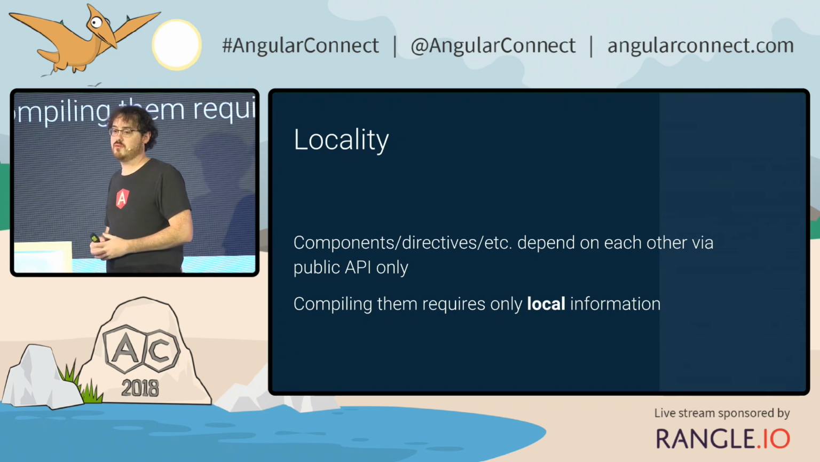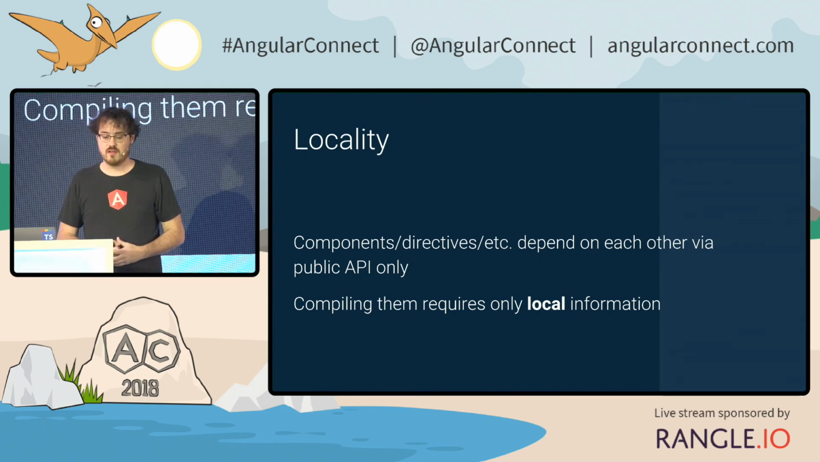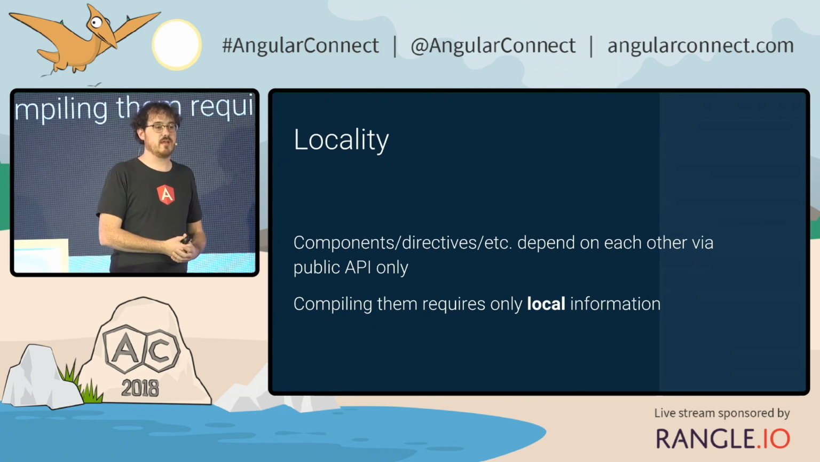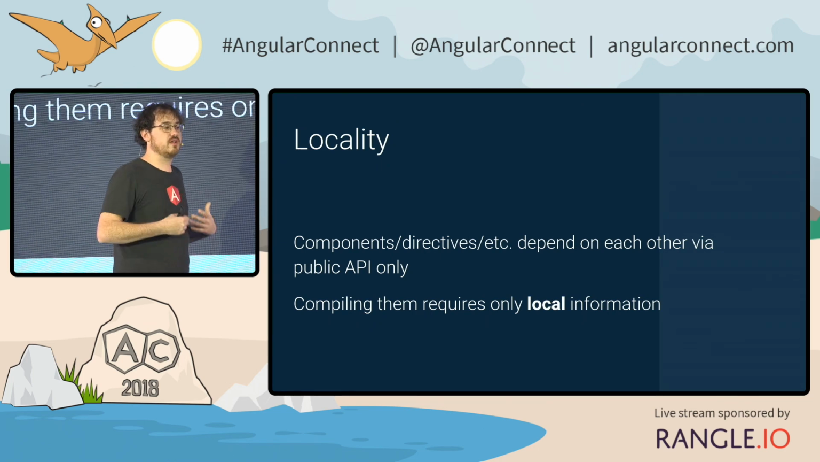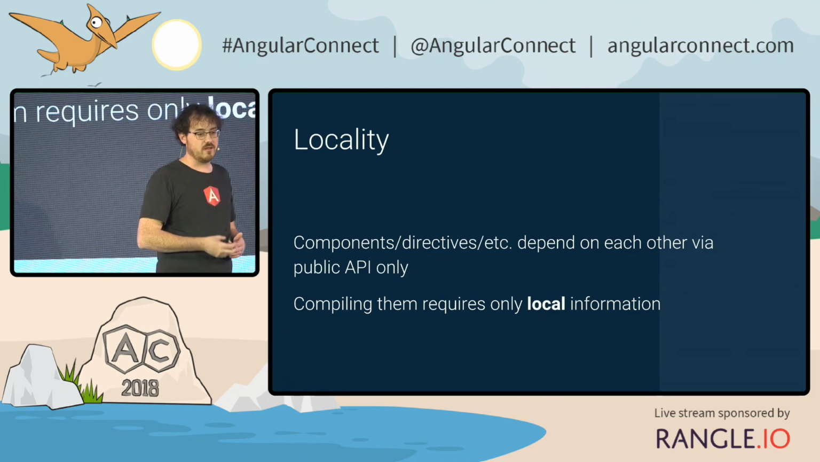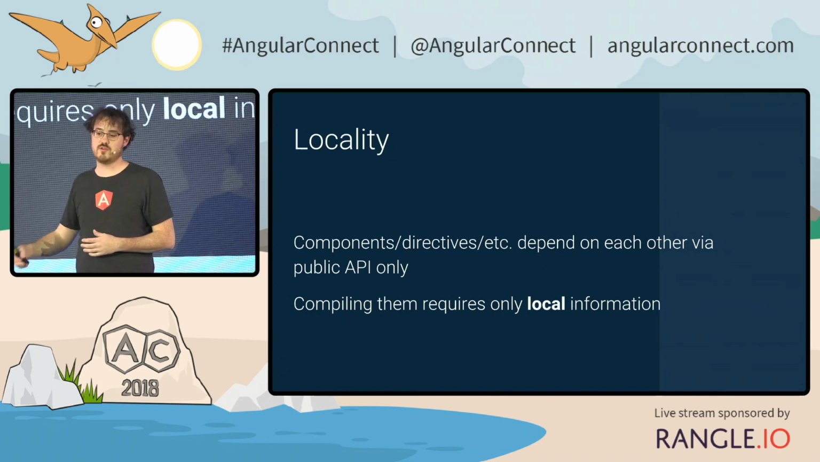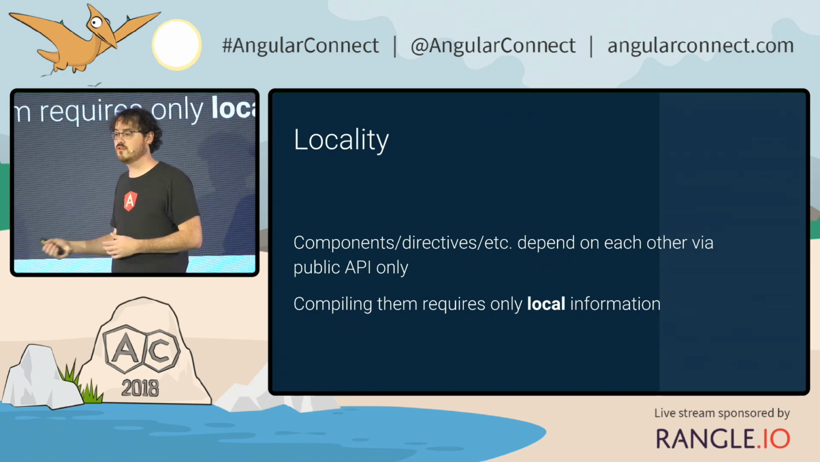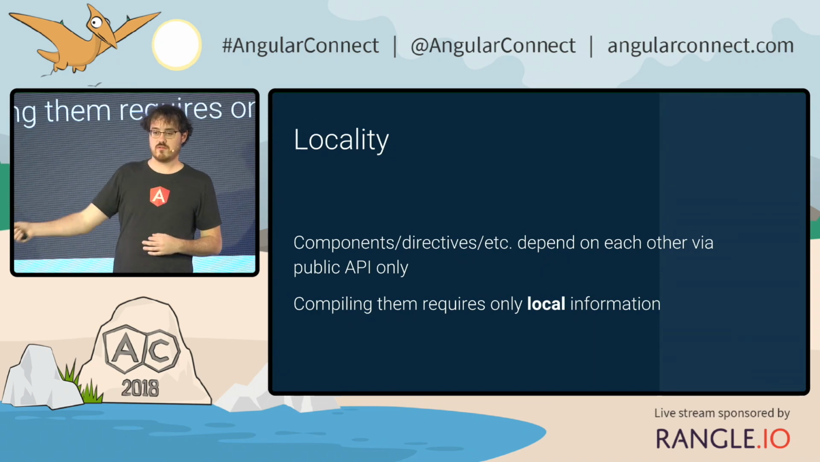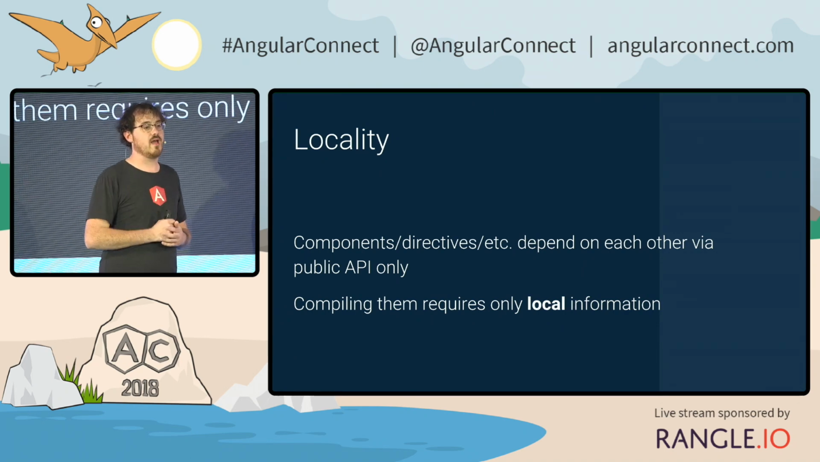To do it in Ivy, we've implemented a rule that we call locality on the team. And locality is pretty simple to explain. It means that when we're compiling an Angular component or a directive, and that component or directive depends on other Angular pieces, like its module or other components or directives, we can only refer to them using information that's known about their public APIs.